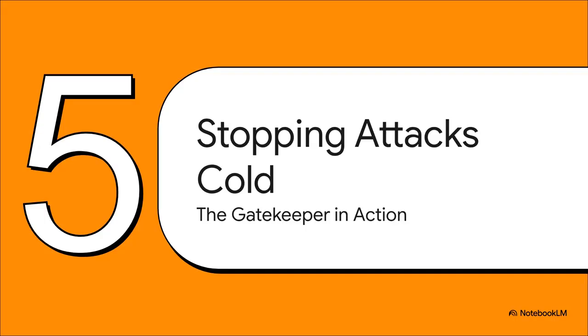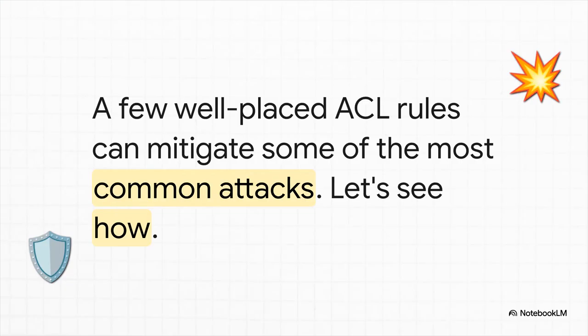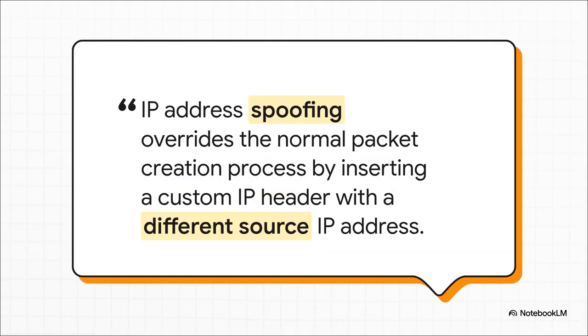Let's see how our digital gatekeeper actually performs out in the real world, stopping real network attacks. This is where it gets really powerful. Just a few well-placed ACL rules can shut down some of the most common attacks you'll ever see. One of the most common attacks is something called IP spoofing. This is where an attacker forges their source IP address to make it look like they're a trusted user who's already inside your network. But our gatekeeper is way too smart for that trick.